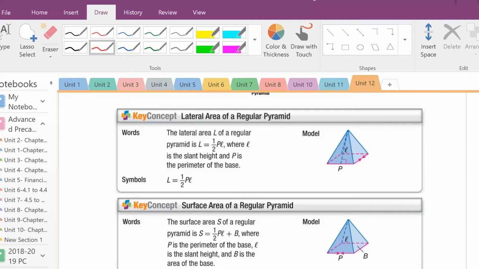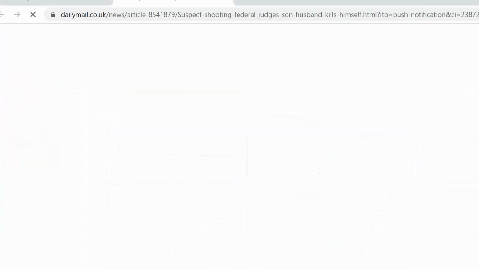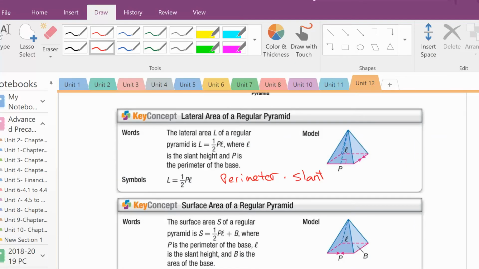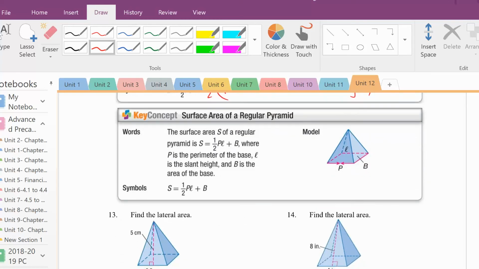So the lateral area of a regular pyramid is 1/2 the perimeter of the base times the slant height, because there's only one base. And the slant height is the height of the faces. So 1/2 the perimeter of the base times the slant height. Okay. So the surface area would just be the lateral area plus now the area of one base.